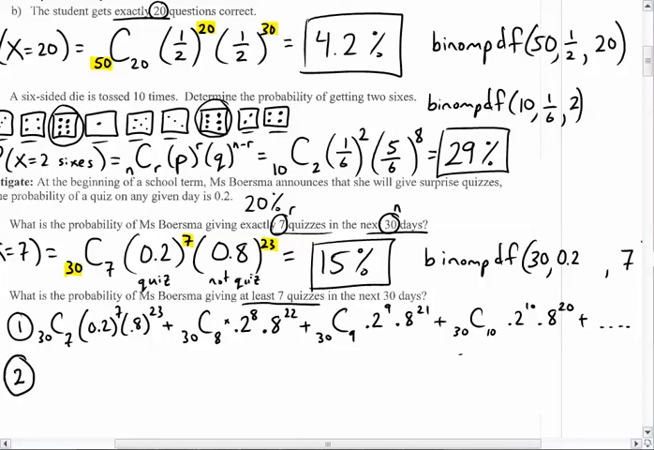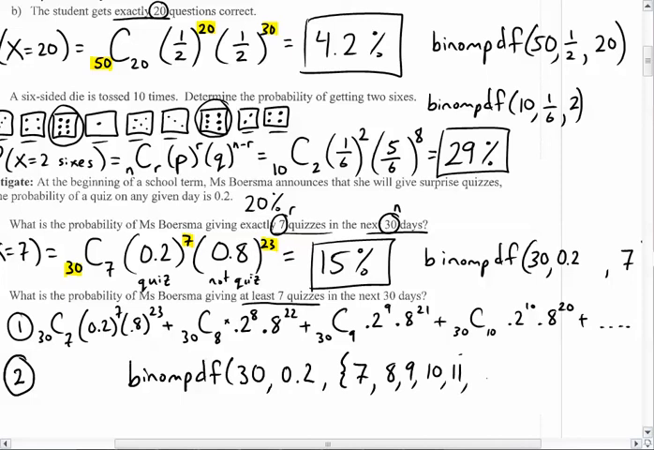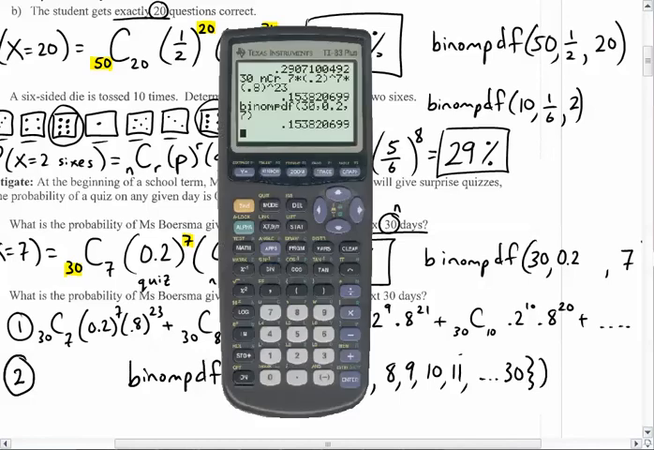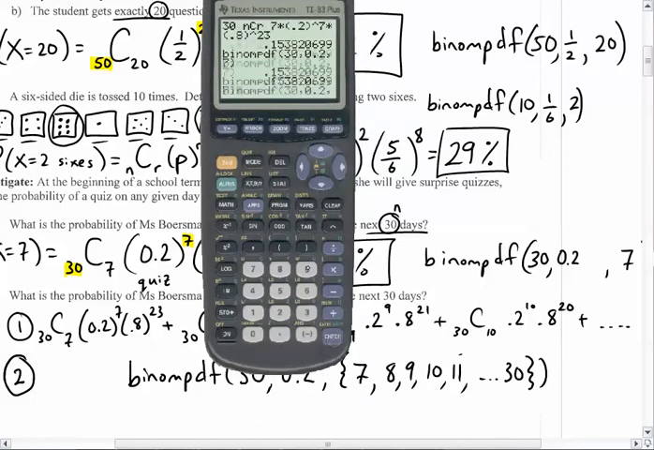How you can use the binomial PDF. One thing that you can do is take your binomial PDF, and if we did 30, 0.2 and 7, that would give us the chance of having exactly 7. If you want at least 7, in squiggly brackets, you can put all the numbers from 7 all the way up to 30. The squiggly brackets are right above the curvy brackets, so I push yellow curvy bracket, and then I type in all the numbers all the way up to 30.